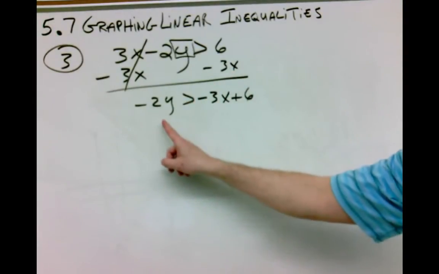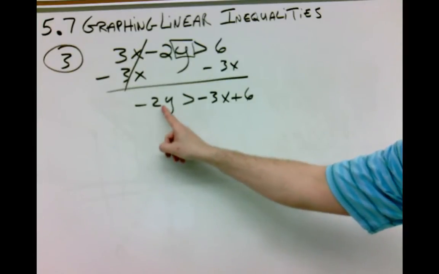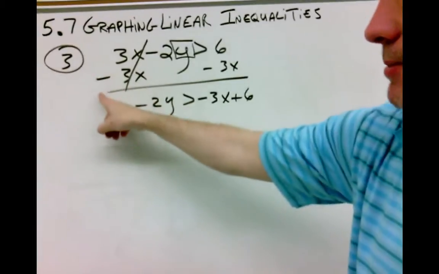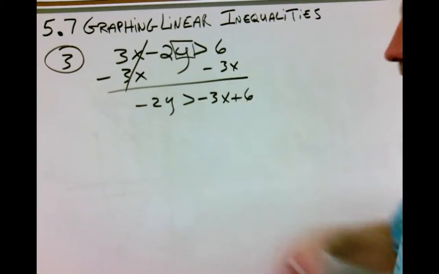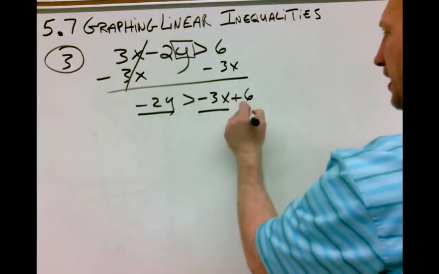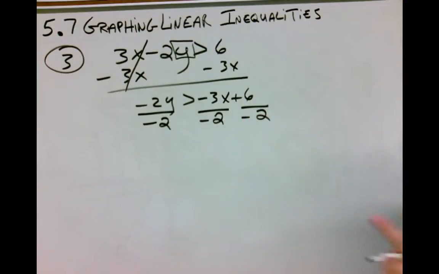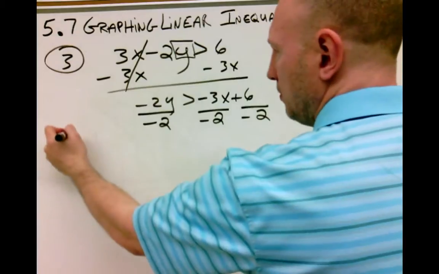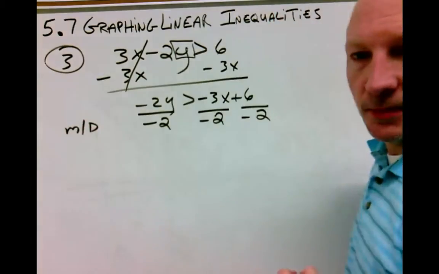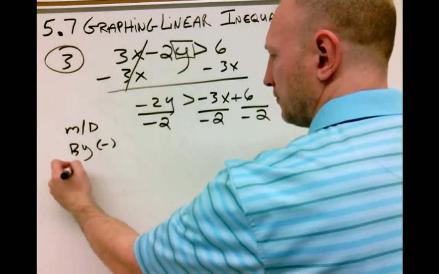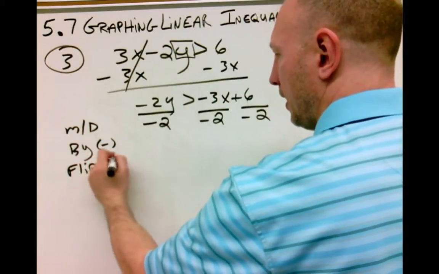And I look over here and I know I'm still solving for y. So I know no plus or minus, I'm going to have to divide. Whenever I add or subtract, it's the opposite sign. Whenever I divide, it's the same sign. So I'm going to divide everything by -2. Now this is the big special rule. Whenever you multiply or divide by a negative, you flip the inequality sign.